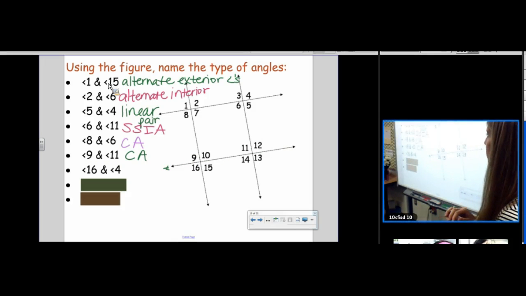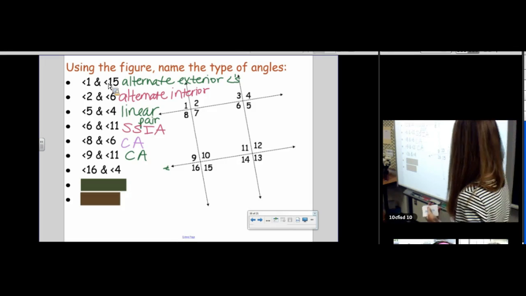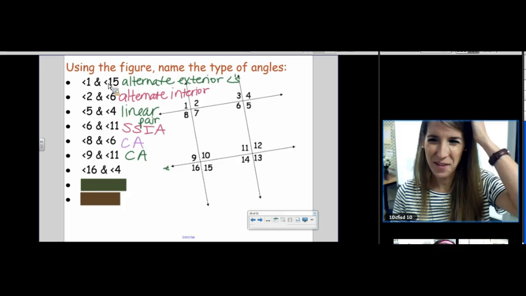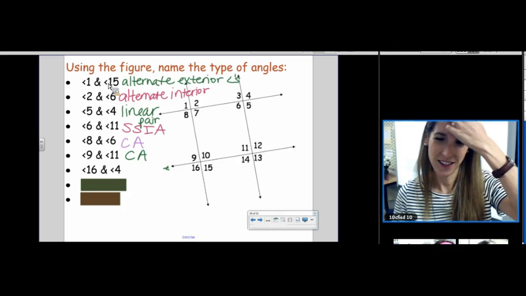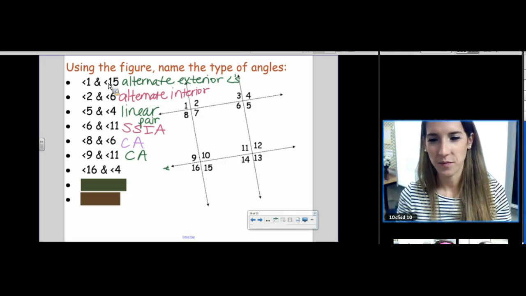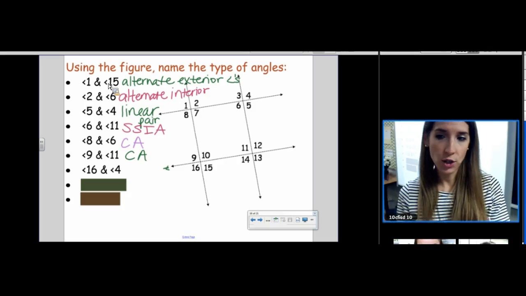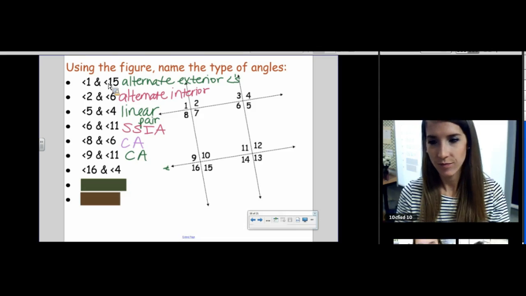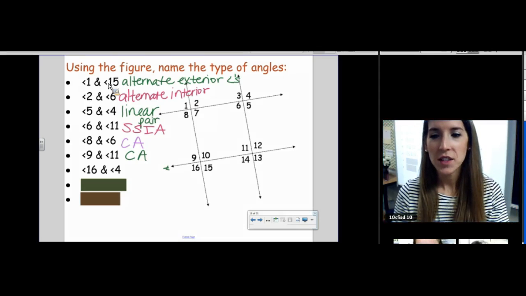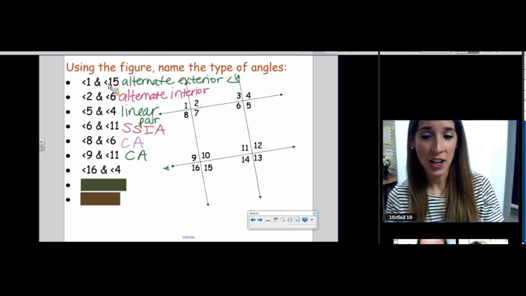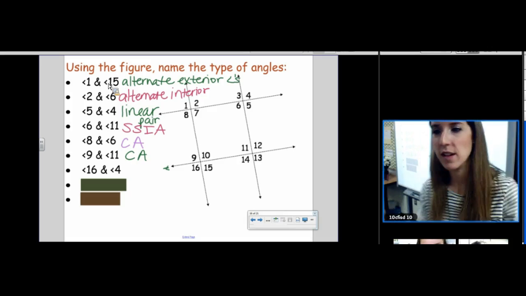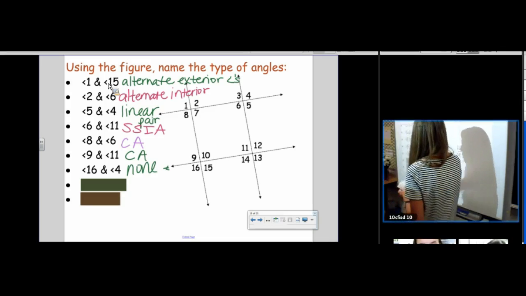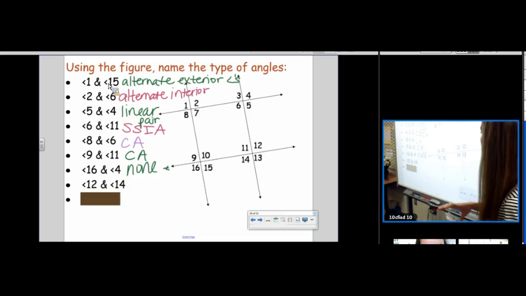Angela, 16 and 4. I gave you a trick one. I was mean. What do you think, Angela? Is there one transversal that creates 16 and 4? No. So the answer is actually that they have no relationship. The answer is none. Angela, you can have this one since that one was tricky.